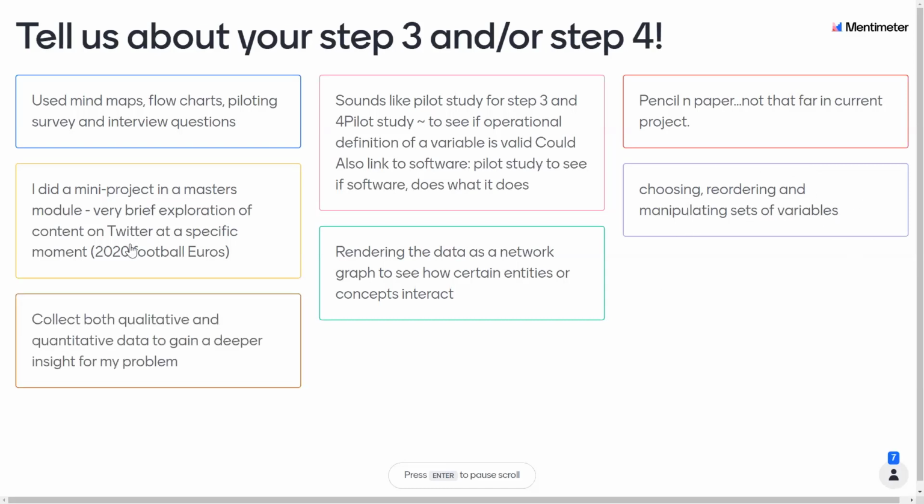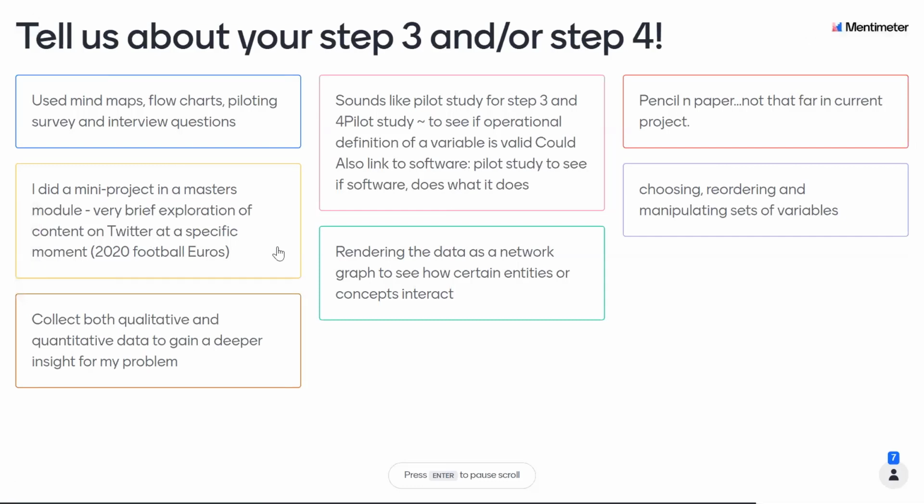Yeah, okay. Mini project in a master's module, very brief exploration of content on Twitter at a specific moment, the 2020 Euros. Yeah, so you can think of it as mini projects or pilot studies, sort of little bits to say, like, can I get an answer to this question the way I think I can? Yeah, absolutely. Rendering data as a network graph to see how certain entities or concepts interact. Great. So yeah, you could say, all right, we have access to this data. If I find certain patterns in it, that leads me to know those patterns are probably real, and I might be able to get more data that explores those patterns specifically.